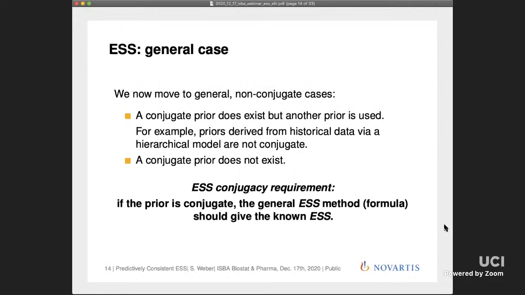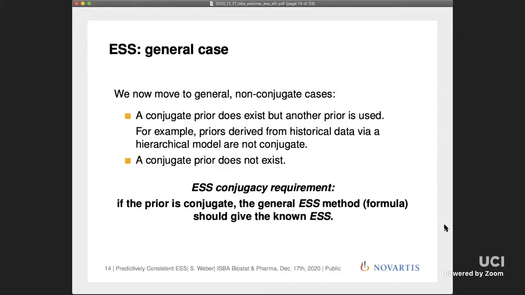Now let's move to the general case, a non-conjugate case. So maybe you want to use a prior which better reflects your prior beliefs, and for that one, there is no analytical solution possible, or you are interested in historical data, which we synthesize using a hierarchical model for which it is again not conjugate anymore, or it's simply that a conjugate prior does not exist in your problem setting. Another question is now, of course, what to do, how to calculate that.